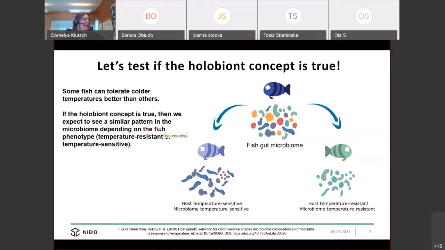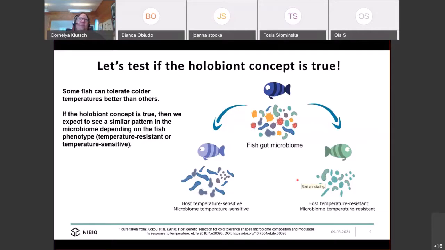So the temperature resistant one, which would be the fish that can survive in colder temperatures, for example, and the temperature sensitive fish type that needs warmer temperature and is more sensitive to colder temperatures. And setting up this experiment, scientists could show that indeed these two different groups that were in different environments had different microbiotas, different species of microorganisms in them.